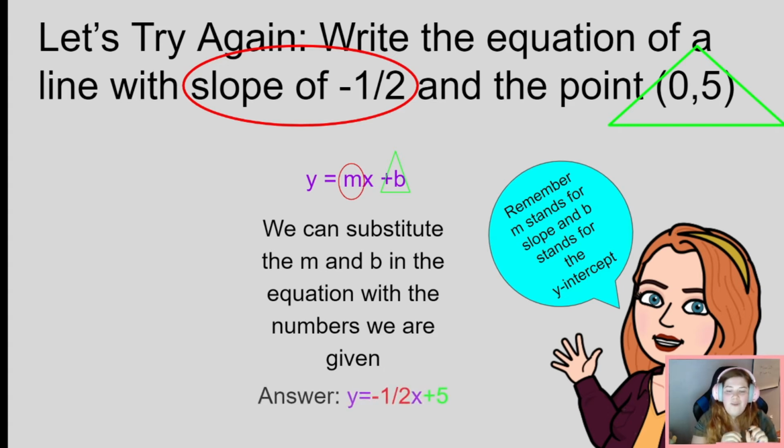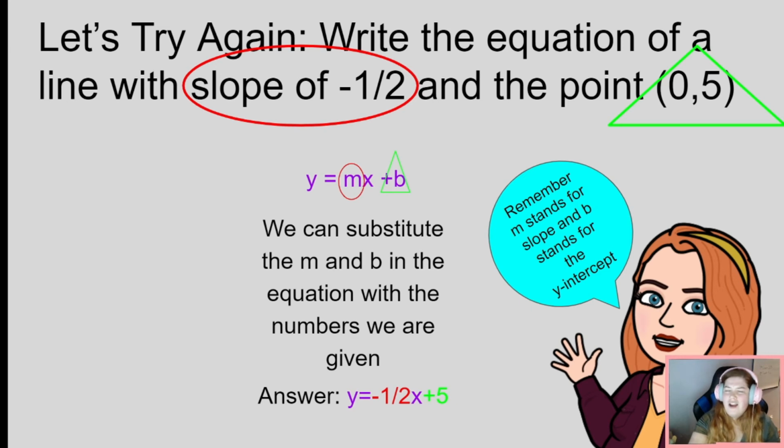If you said y equals negative 1/2 x plus 5, you're correct. Because it's a negative slope, we need to have that negative 1/2 in front of x. We have to include that negative sign because that means my line is going to be going downhill. But the y-intercept is now positive. It's a positive 5. Since it's positive 5, I can just write plus 5. Let's try one more time.